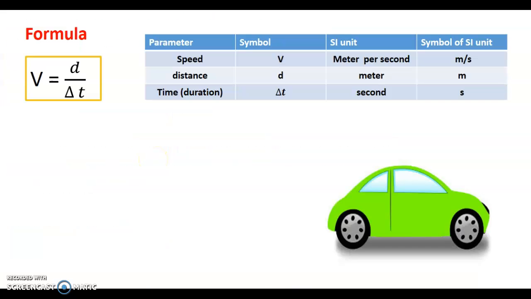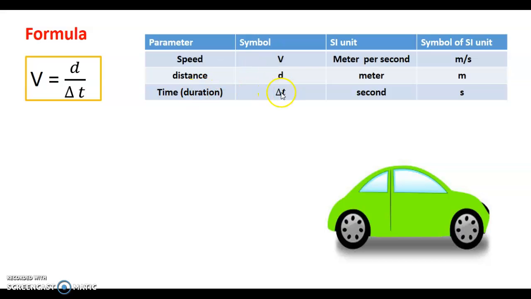Application on the formula. Or before that, let's define each term in the formula. The speed, its symbol is v because the speed is the magnitude of velocity. We are going to talk about it by the end of the lesson. So that's why its symbol is v, not s, because it's the magnitude of velocity. Its SI unit is meter per second, m/s. Distance, its symbol is d, and its SI unit is meter, m.